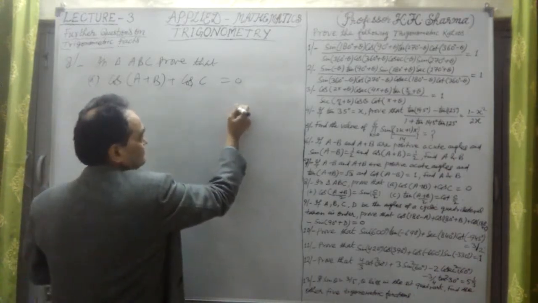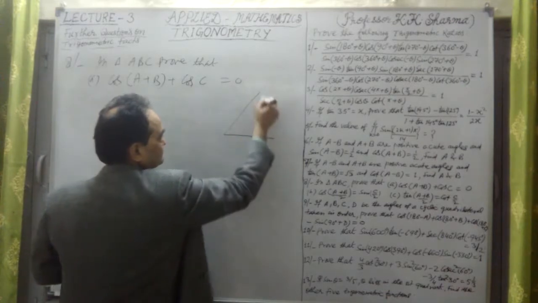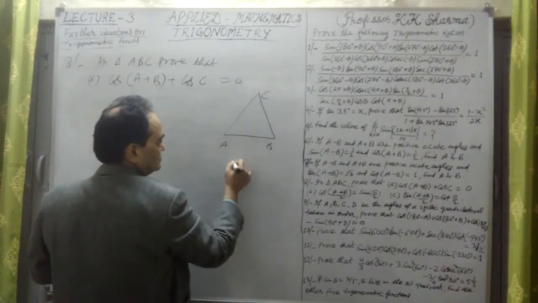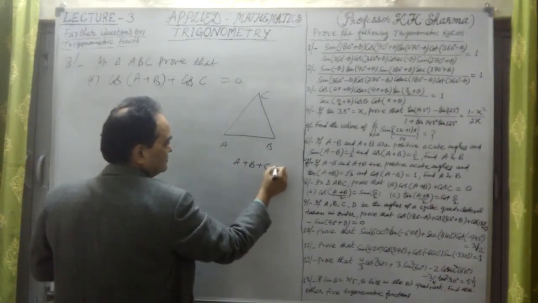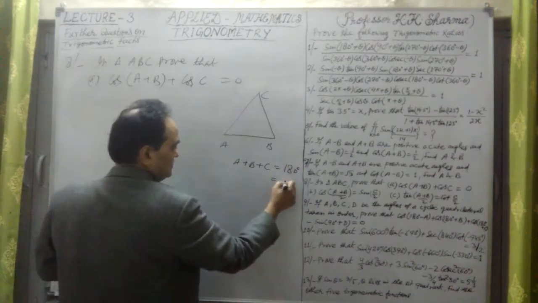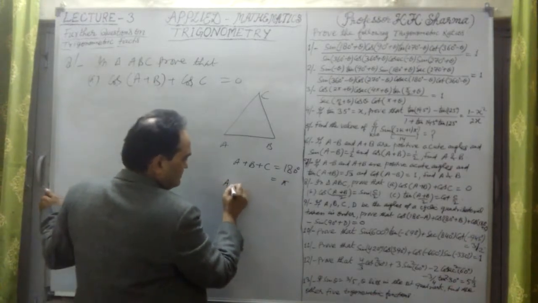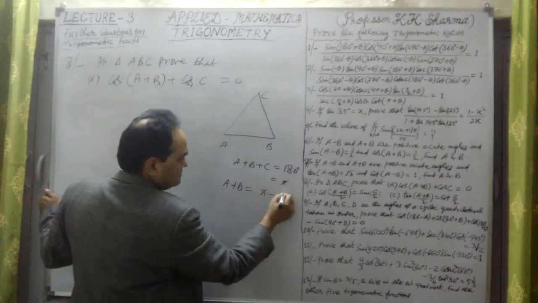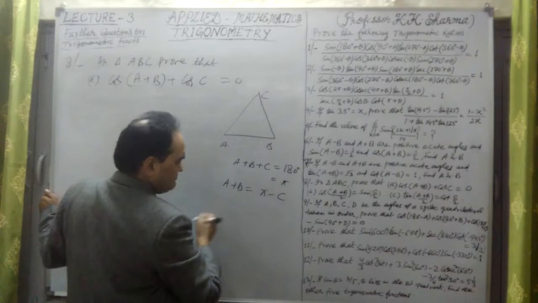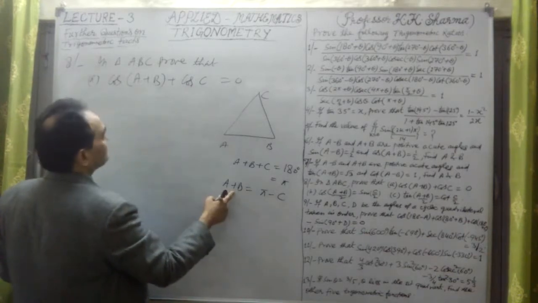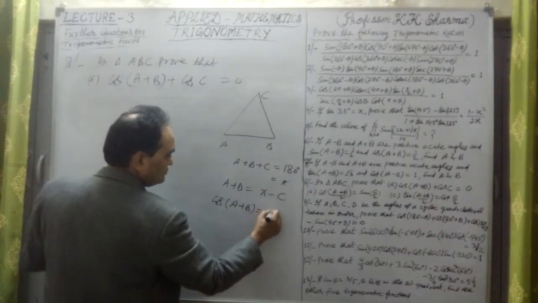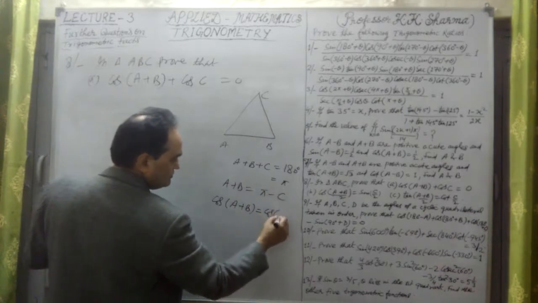Now, suppose this is a triangle ABC, any triangle. The sum of the three angles, we know that angle A plus angle B plus angle C is equal to 180 degrees, or pi. Therefore, A plus B is equal to pi minus C. We take C to that side, it is pi minus C or 180 degrees minus C. No problem. Therefore, cos of A plus B is equal to cos of pi minus C.